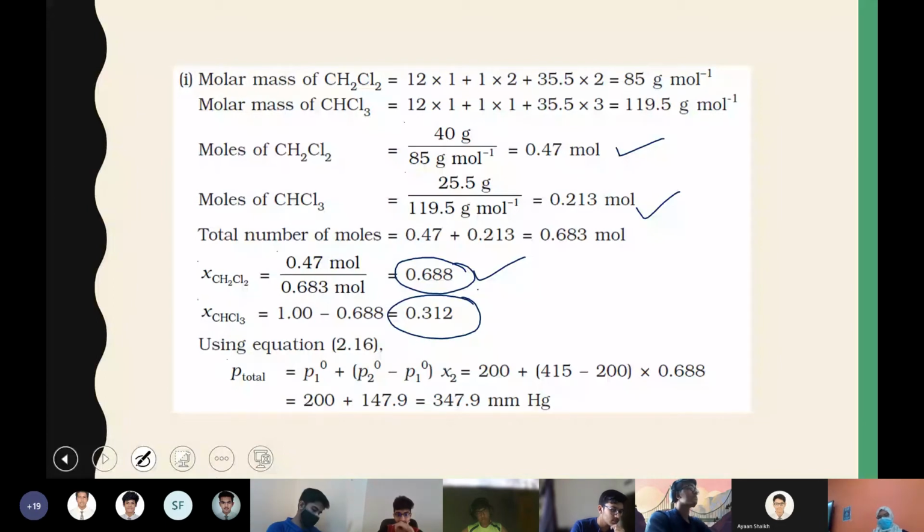Okay, ma'am. Ma'am, in the formula that's P01 plus into bracket P02 minus P01, right? This is the modified equation for calculating total vapor pressure that we discussed yesterday.